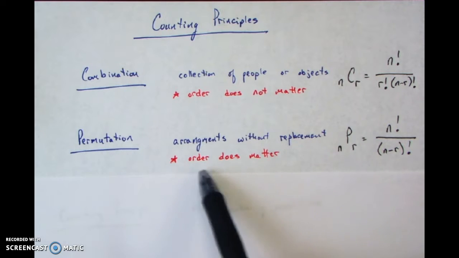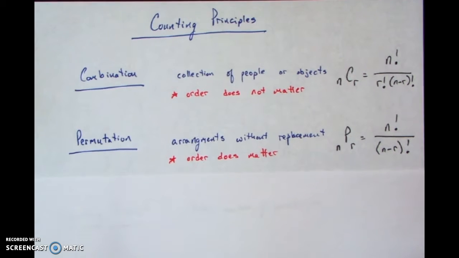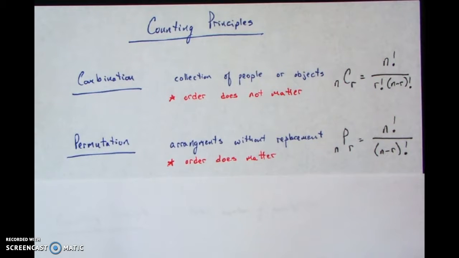A permutation, now the order does matter. If I'm going to have those 3 students run in a race and I'm going to place the top 3, now that is a different story, and so that's the difference between combinations and permutations.